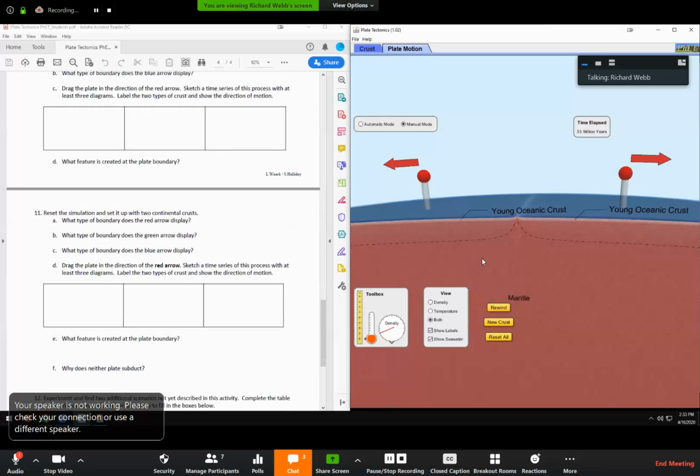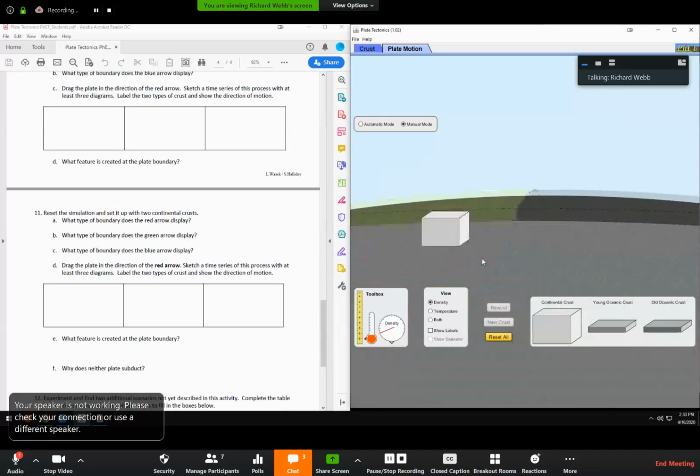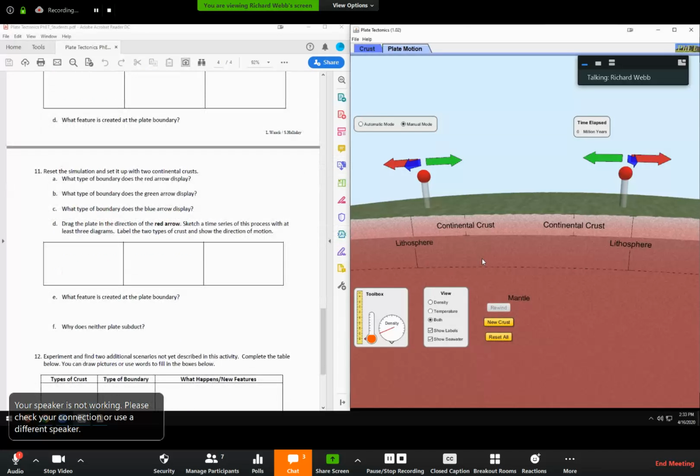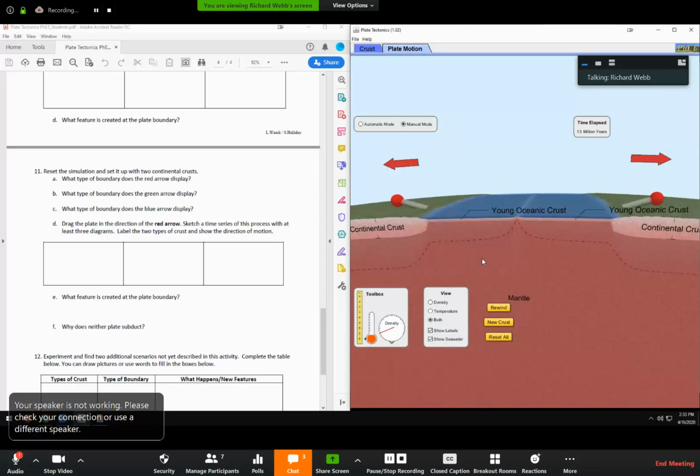Now we reset to the 2 continental crusts. Reset all. Continental, there's no water to turn on. Show seawater, but there's no water. It asks you what each of the 3 colors mean: green coming together, red moving apart, and blue sideways. And that's going to have us use the red arrow again. So again, the 3 pictures: one to begin with, one about there, and one after a very long time.